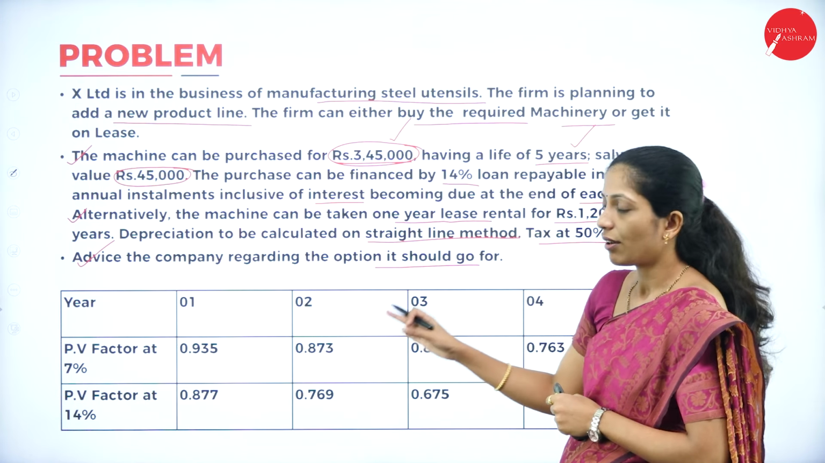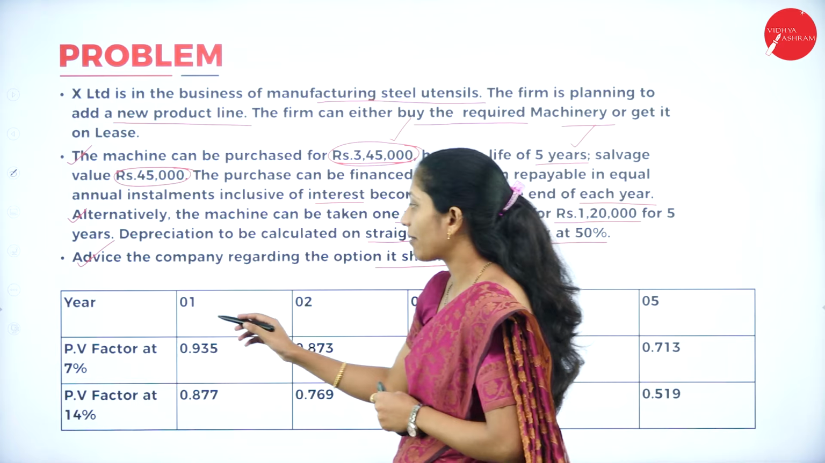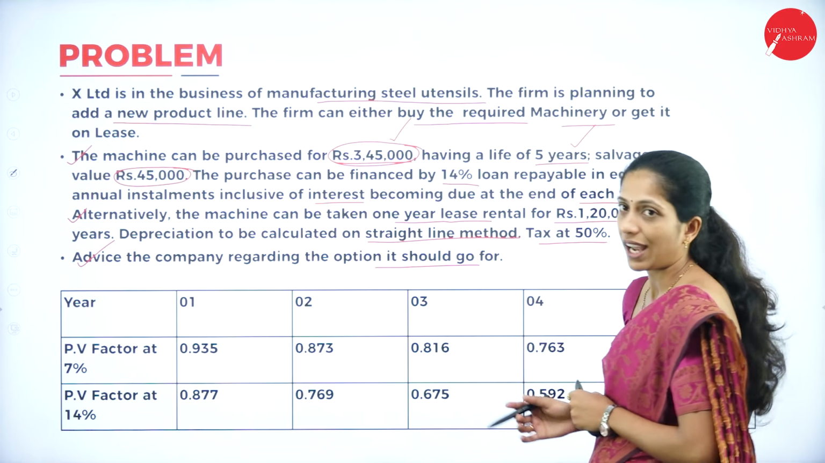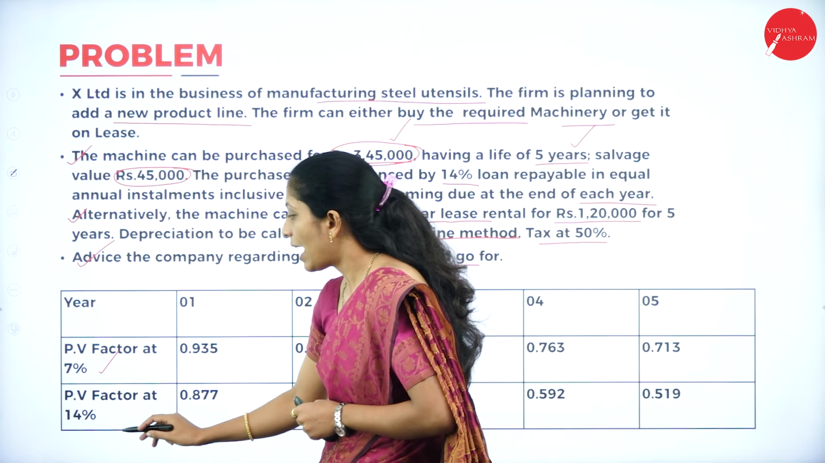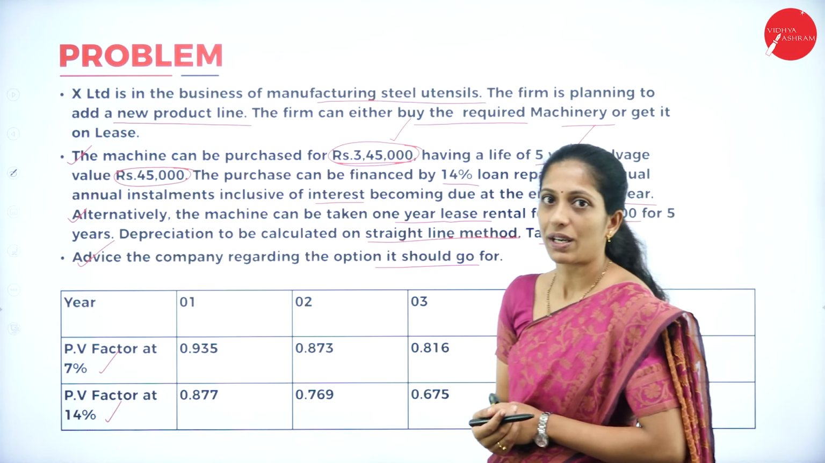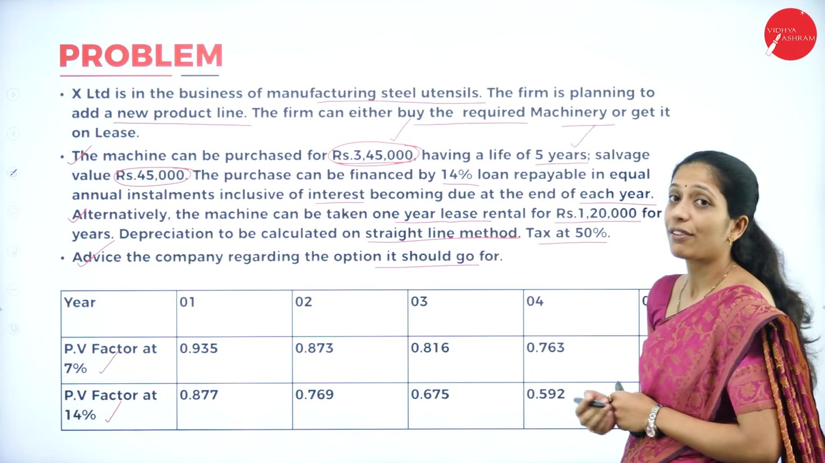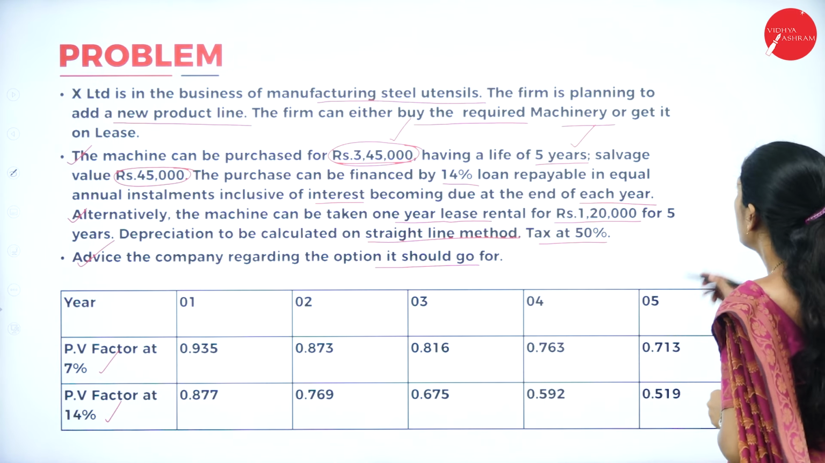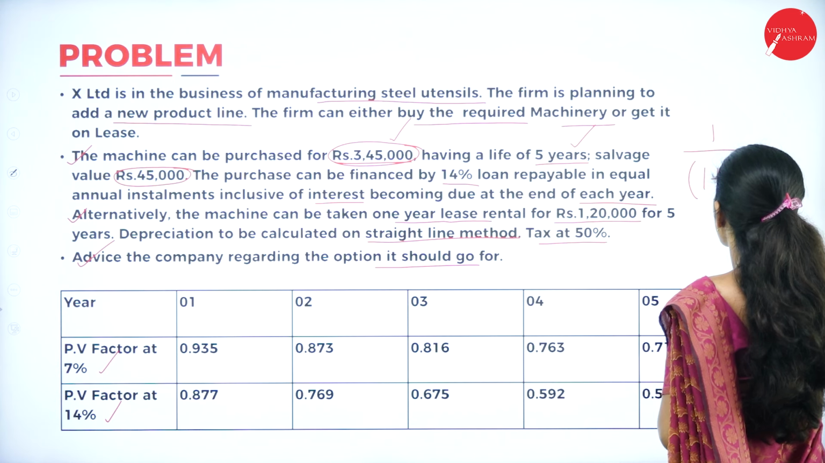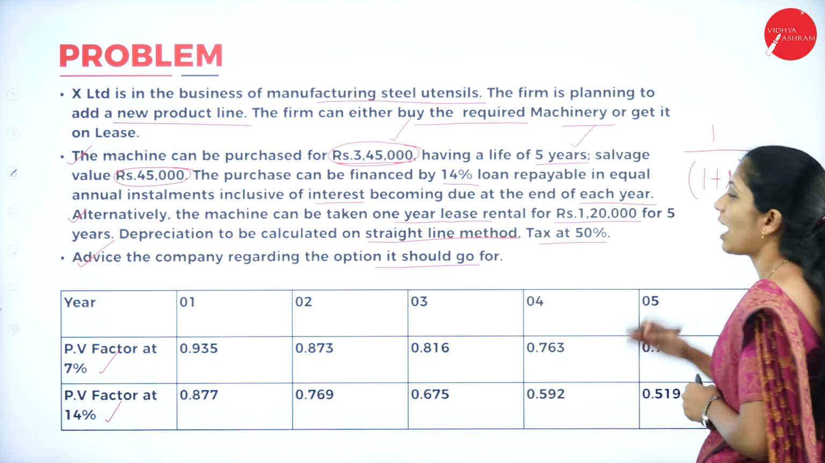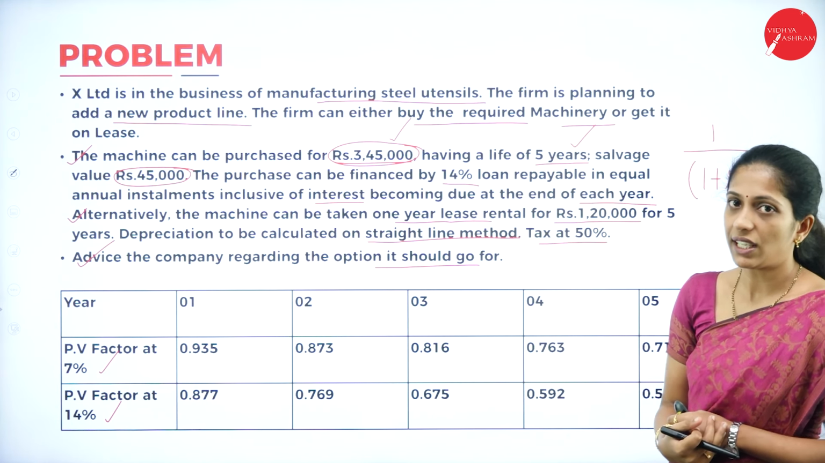And they have given further particulars here. That is, they have given year 1, 2, 3, 4, 5, that is for 5 years. Next, PV factor at 7% and PV factor at 14%. Suppose in the question, if they have not given the PV factor, then how to calculate the PV factor? That is 1 plus R. So this is how you are going to calculate the PV factor.